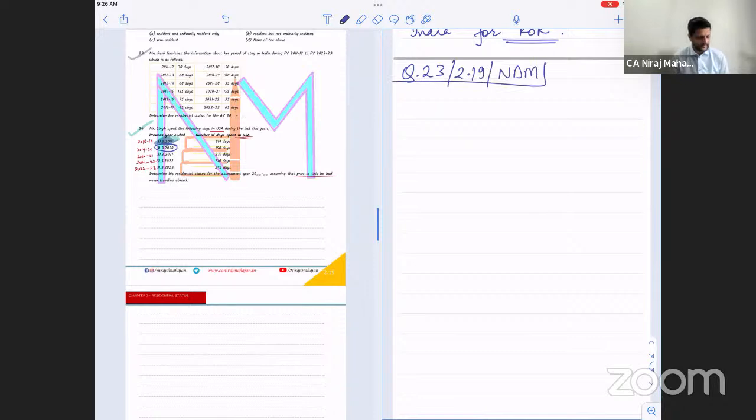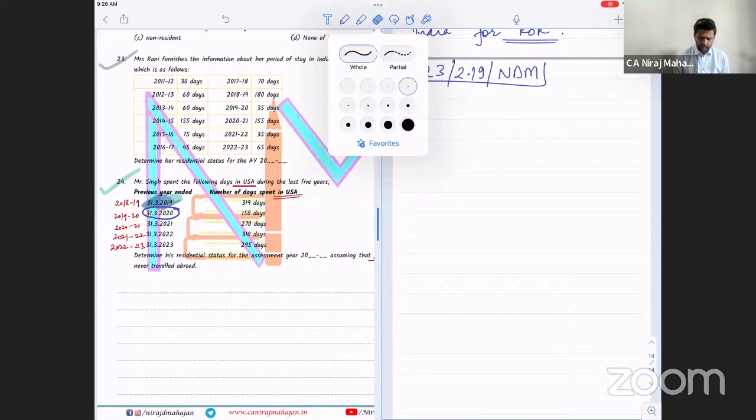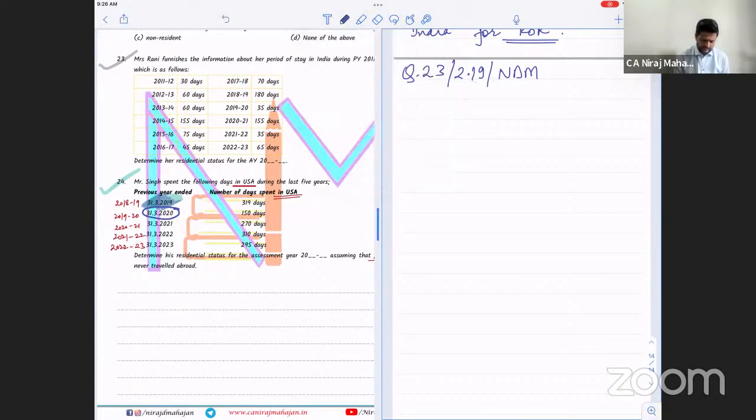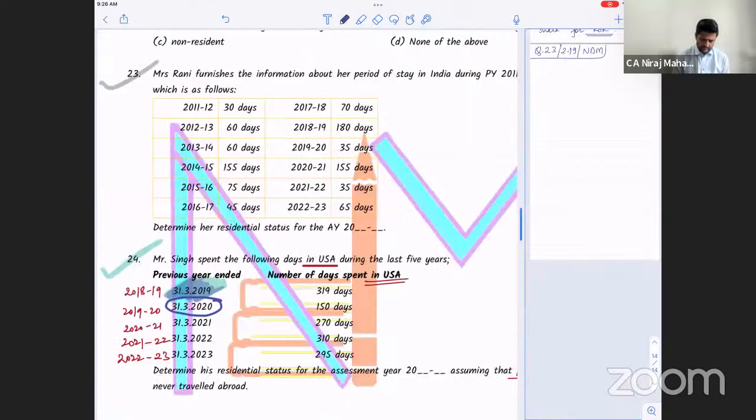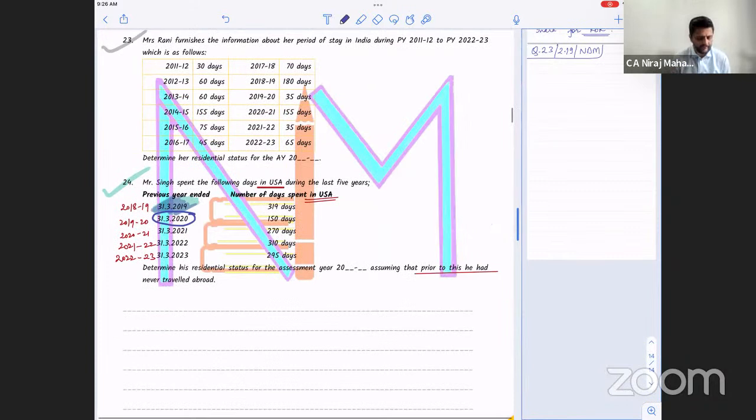Ready? Question number 23. Pay attention now, all of you. That was not for homework, no? Generally, I don't give you homework, but if it is a very simple question, then I will just give it as homework and not even discuss it. Or we can just quickly go through it.